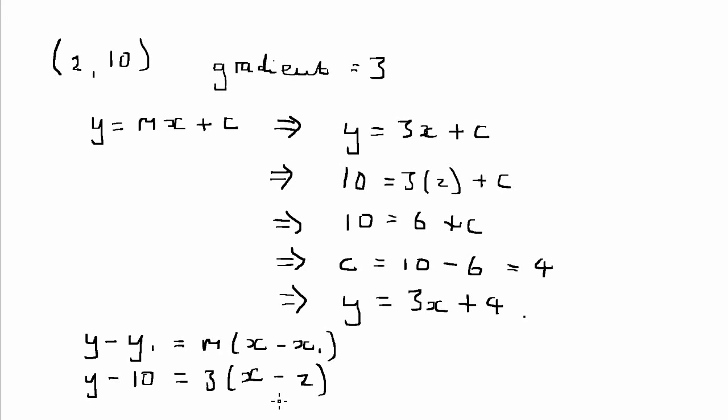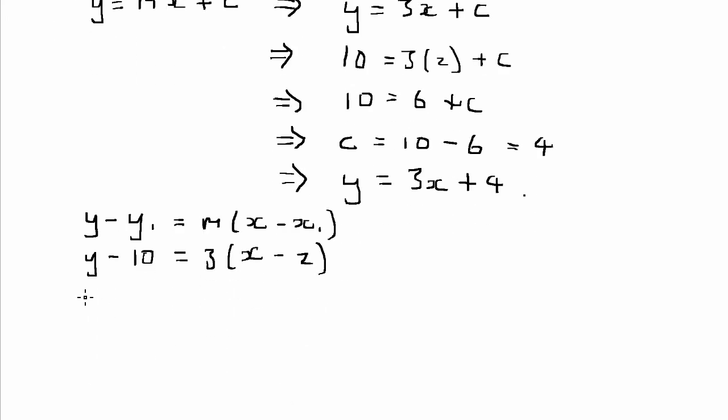Now, let's expand that out and see what we get. So y subtract 10 is equal to 3x subtract 6. Add the 10 to both sides to get that y is 3x plus 4. Same answer as before, a bit less working out involved. So I think that this way, the y minus y1 equals m x minus x1 method, is a bit quicker and easier. Let's just work through one more example using the new method.